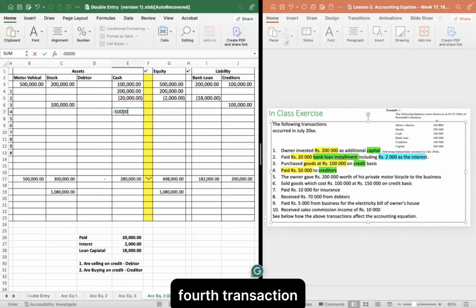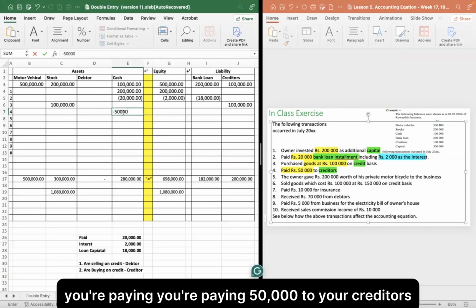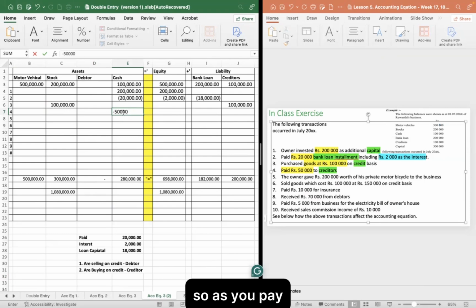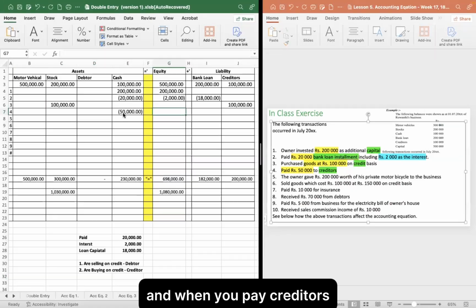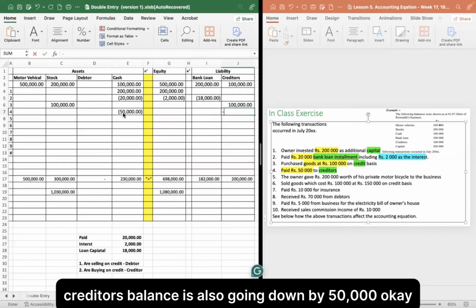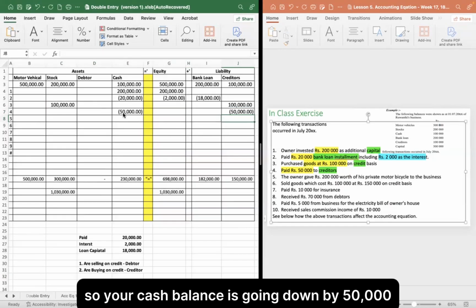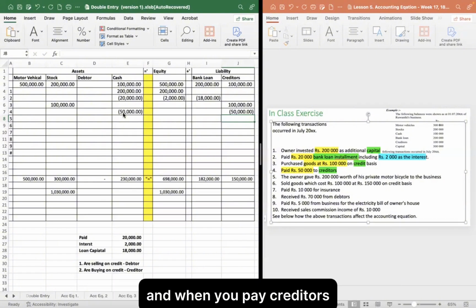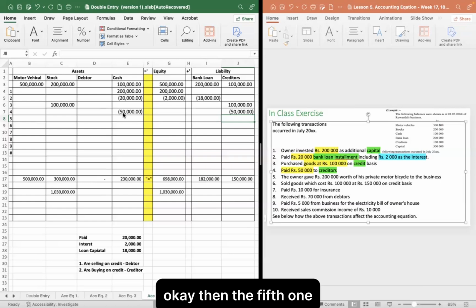Fourth transaction. You're paying 50,000 to your creditors. So as you pay, your cash balance is going down by 50,000. And when you pay creditors, your creditors balance is also going down by 50,000. Then the fifth one.